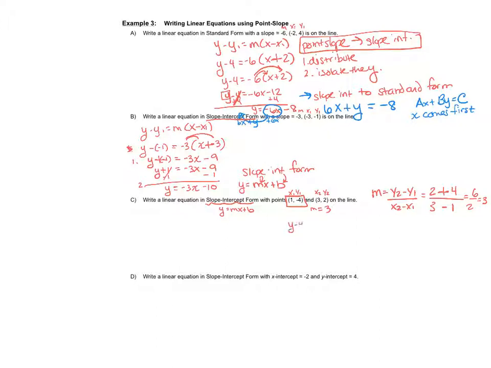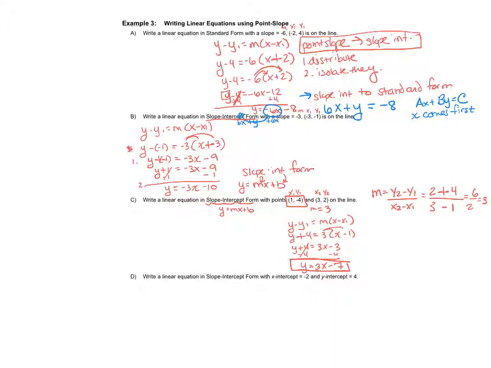I have a slope and a point. I'm going to start with point slope. Y minus y1 equals m parentheses x minus x1. Y minus negative 4 is equal to 3 times x minus 1. I'm just going to get rid of that minus negative. Okay, step 1 to get to slope-intercept form would be to distribute. So y plus 4 equals 3x minus 3. Next would be to isolate y, so I'm going to subtract 4 from both sides, and y equals 3x minus 7. It is now in slope-intercept form, y equals mx plus b.